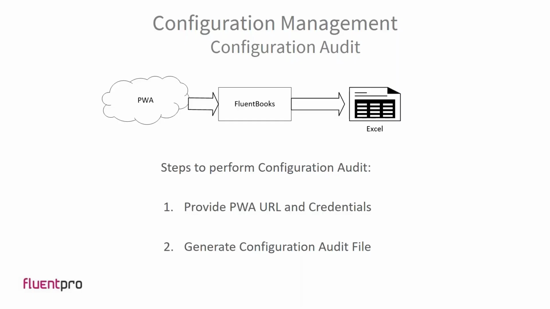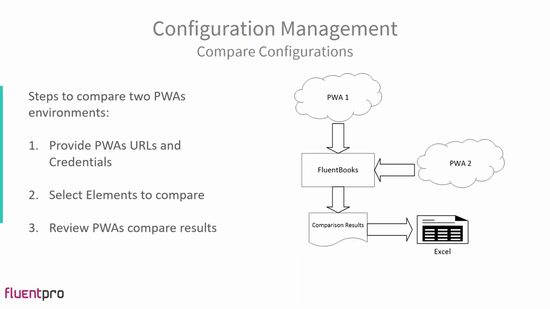On the next step, we will review our PWA configuration in the context of two PWA environments. So, for example, you are working with the development environment and production environment, and FluentBooks can help you understand what data has been edited on the development environment and needs to be promoted to the production. You can easily understand what is missing from the production environment. You can see the data that has been recently modified or added on the development environment, and maybe decide if it needs to be present on the production and promote only this information.